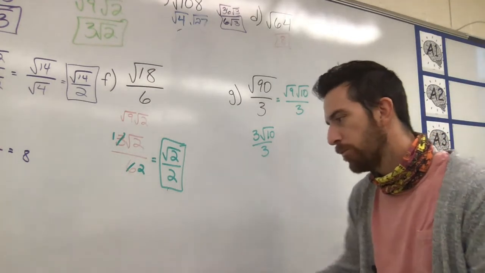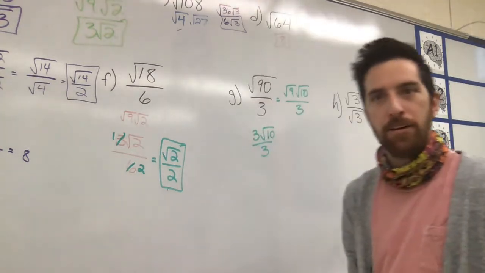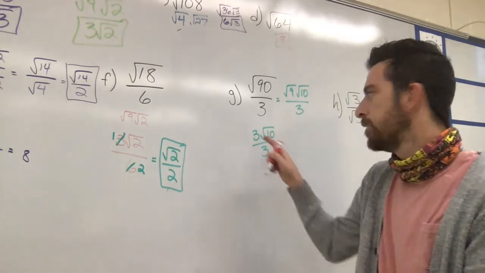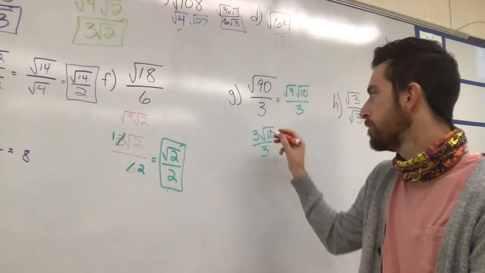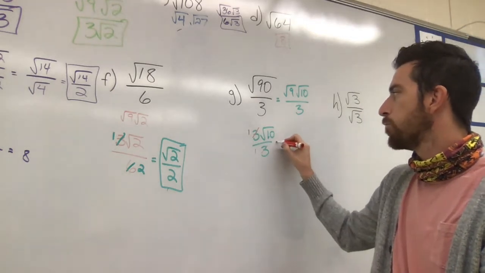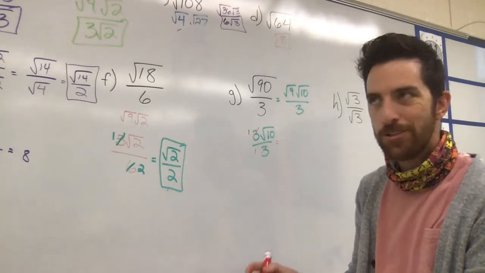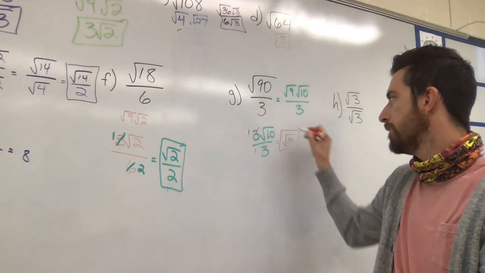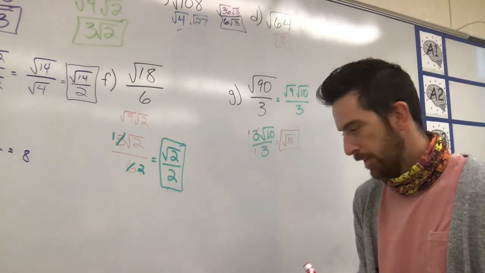And then you're like, oh, well, we got to check about the big numbers outside the radicals. 3 and 3. 3 goes into 3 one time, and 3 goes into 3 one time. So it becomes 1 root 10 over 1, which is just root 10. And there are no more perfect squares in 10. So that would be our final answer.